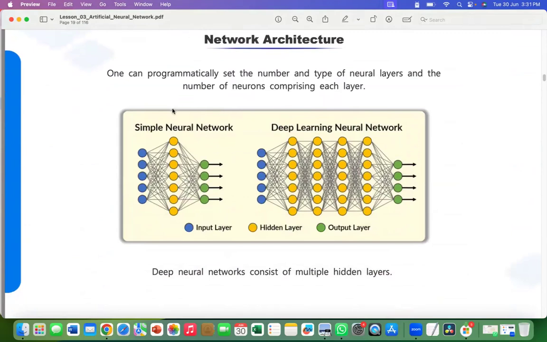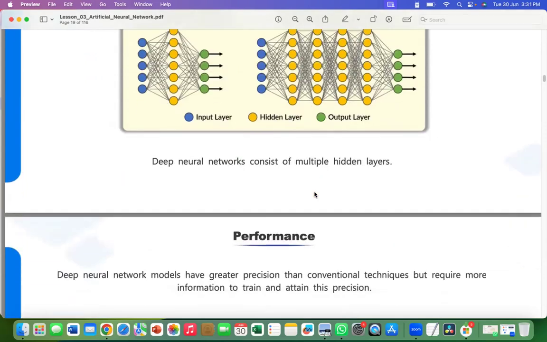Now network architecture. One can programmatically set the number and type of neural layers and the number of neurons comprising each layer. Simple neural network, this is where only one hidden layer exists. You can see it is the yellow one. But in a deep learning neural network, multiple hidden layers are there.